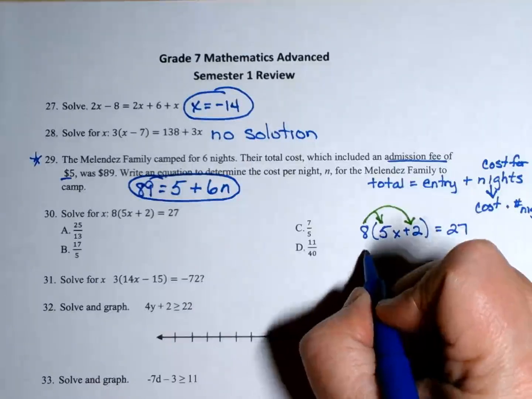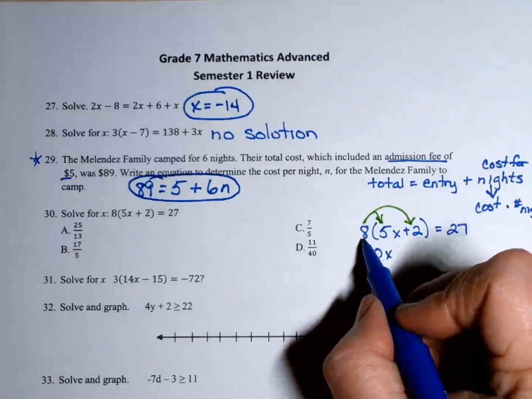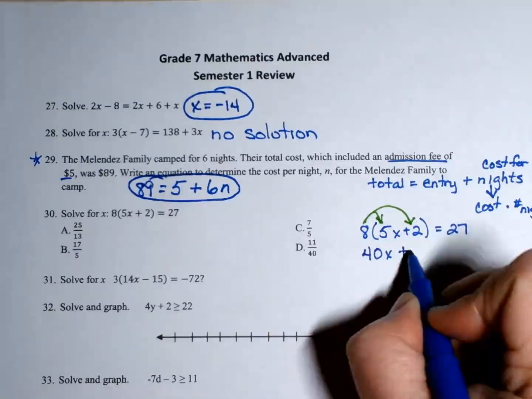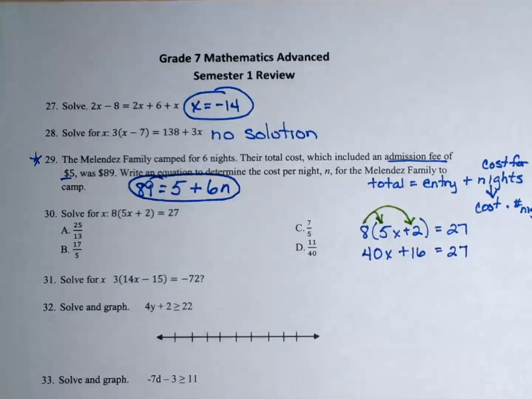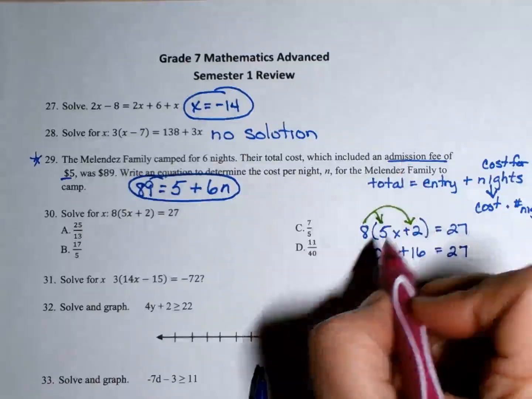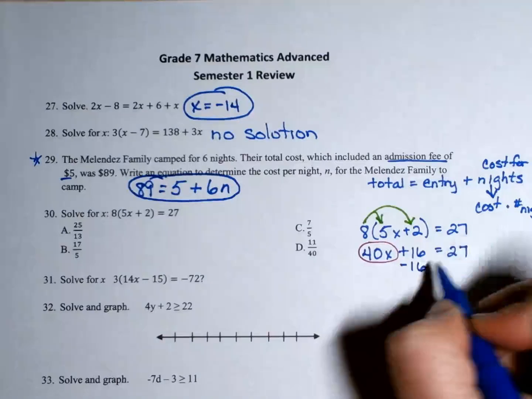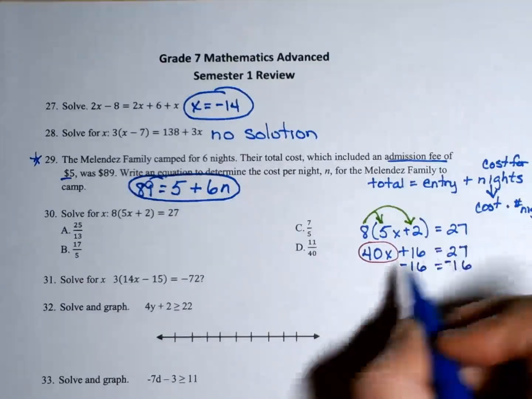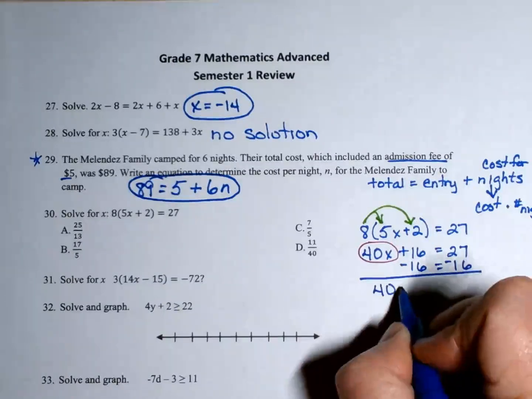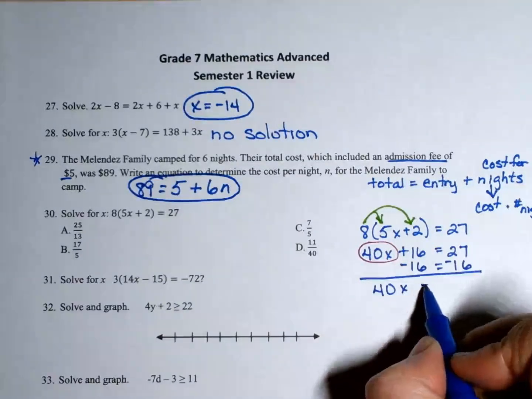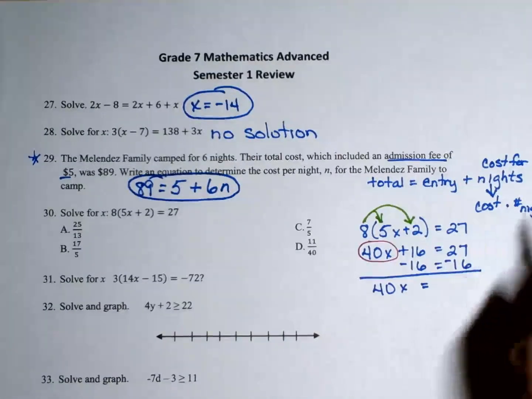So 8 times 5x is 40x, and 8 times 2 is 16. That equals 27. So then I have to get 40x by itself. To do that, I have to subtract 16 from this side and subtract 16 from this side. And I wind up with 40x equals 27 minus 16, which is 11.